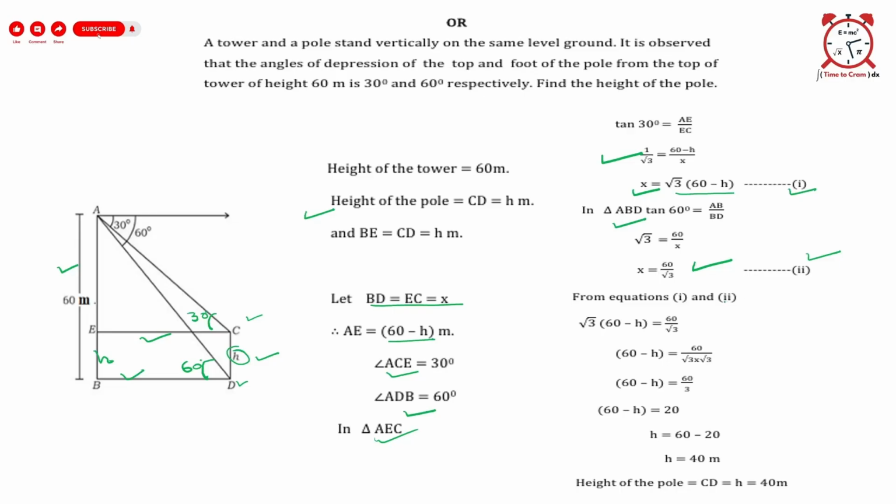So let us compare equation 1 and 2, because on the LHS x is equal. After comparing and simplifying, we are reaching closer to our answer, and in that way we are getting h equal to 40 meter here. So h equal to 40 meter is the height of the pole. In that way, by taking the respective tangent for both the triangles and by equalizing the value of x, we can get the height of the pole. Okay, let us go for the next sum.